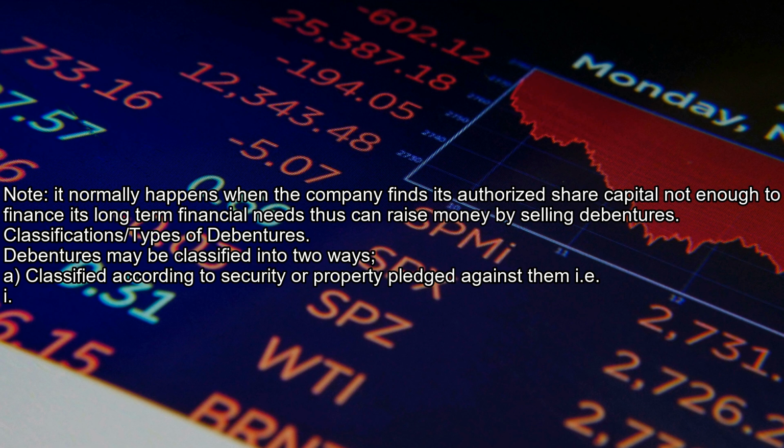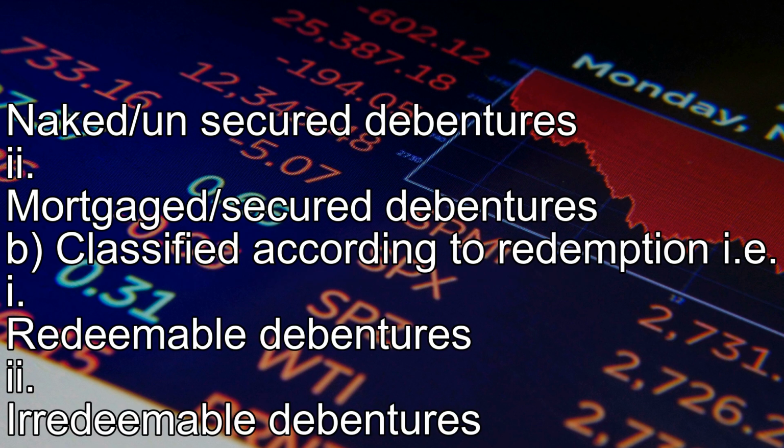Classification/types of debentures. Debentures may be classified into two ways. A. Classified according to security or property placed against them, i.e. 1. Naked/unsecured debentures. 2. Mortgage/secured debentures. B. Classified according to redemption, i.e.